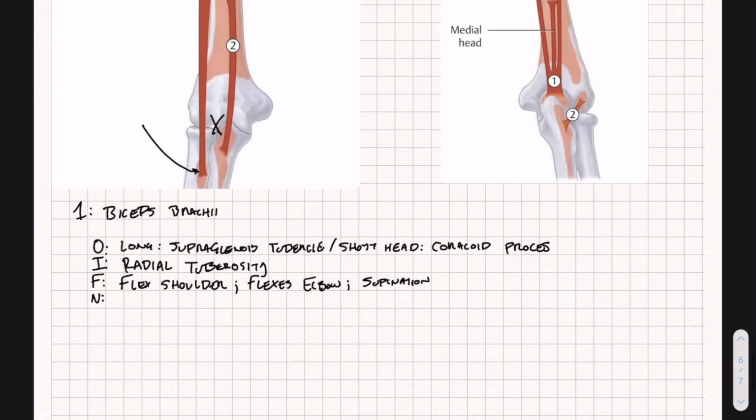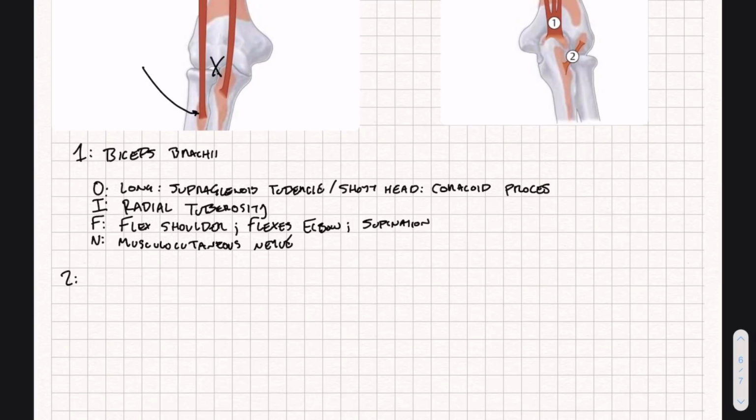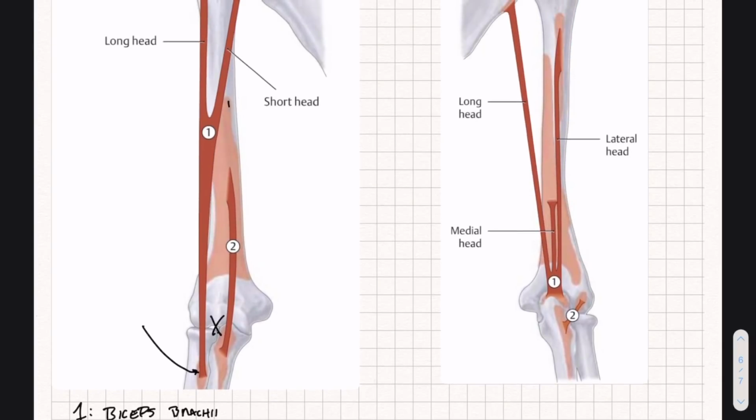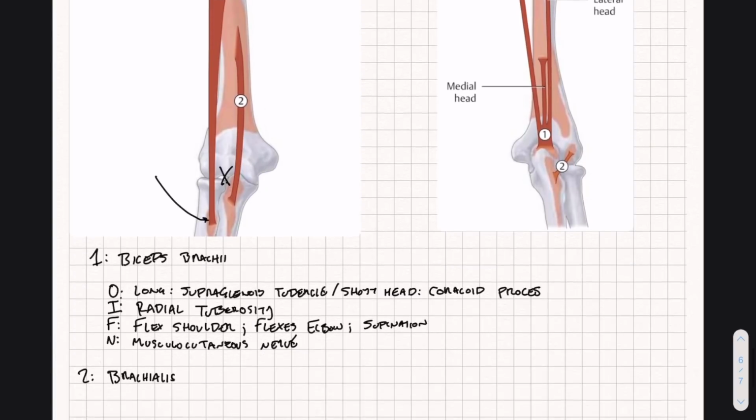The nerve that innervates this is called the musculocutaneous nerve. Okay, there's your bicep. Number 2, we can see this number 2, here's the whole outline of it. This is just kind of showing the simplification of the muscles if you didn't catch that. But number 2, we call this the brachialis. This only spans across the elbow joint, so it does not cross the shoulder.